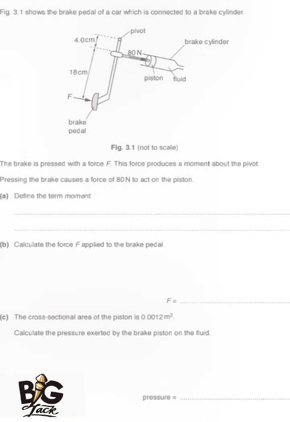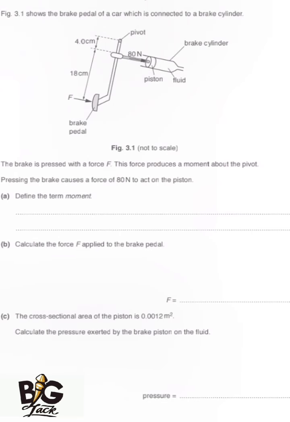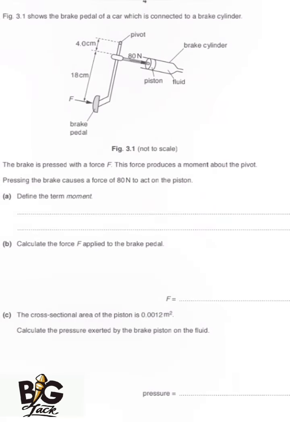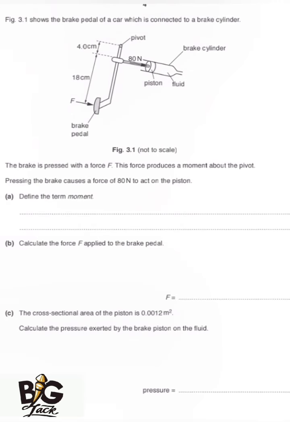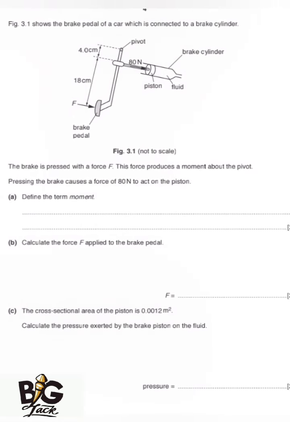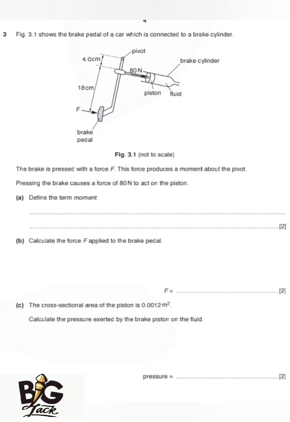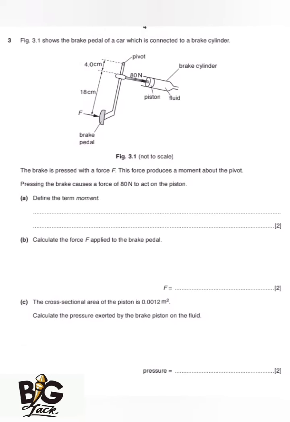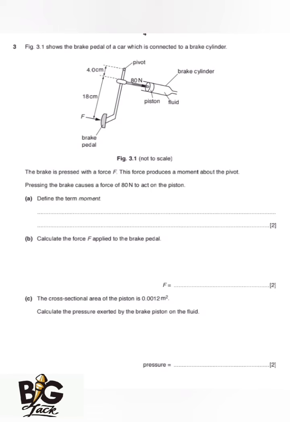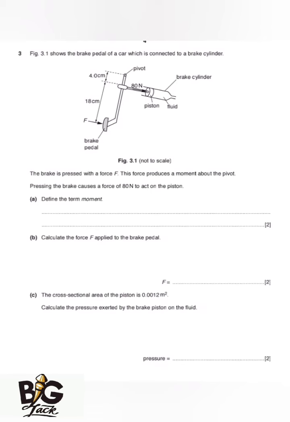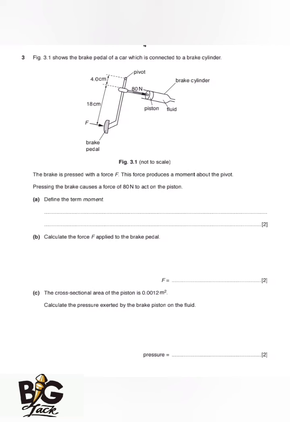Then the next question, which is falling under moment. It is saying figure 3.1 shows the brake paddle of a car, which is connected to a brake cylinder. So we have the brake cylinder, fluid inside the brake cylinder, the piston, and also the pivot, and also the brake paddle. So now in this part here, we have the distance from the pivot to where force F is acting. It is 22 centimeters.